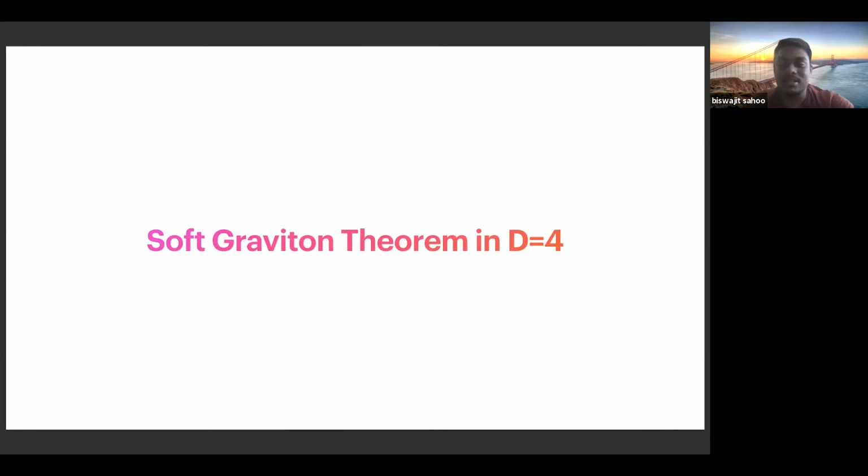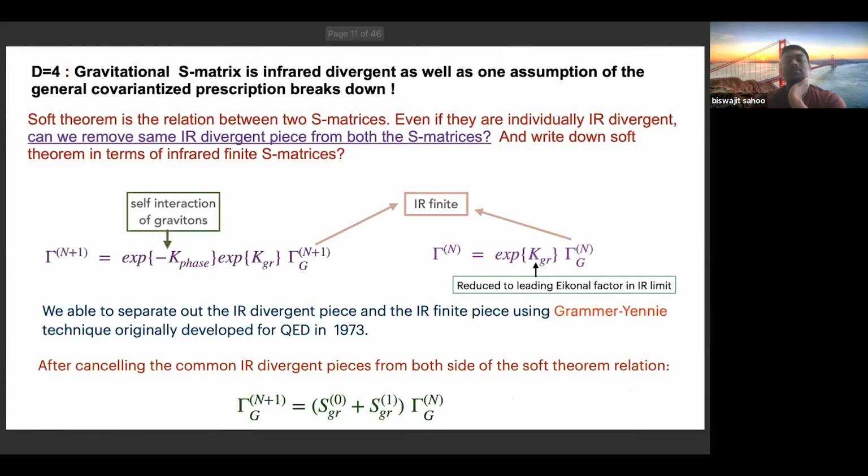Now, this is the status in d greater than 4. Can we do a similar thing and try to derive the soft theorem in d equal to 4? In d equal to 4, the main problem is that the S matrix is infrared divergent. If it is a divergent quantity, how can we relate it, or how do we derive the soft theorem, or whether this really makes sense, because we are relating infinities.